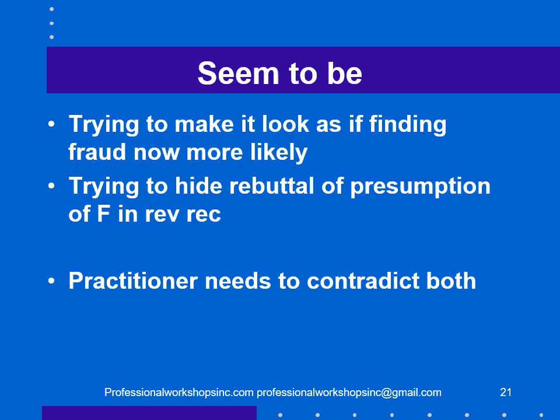There was originally a plan to say you had to always assume there was risk of fraud in revenue recognition. So you had to assume material fraud in revenue recognition all the time. And they took that out because that's probably illogical. So what the practitioner needs to do is contradict both. We cannot, this is not going to make finding fraud more likely, and the rebuttable presumption needs to be rebutted.